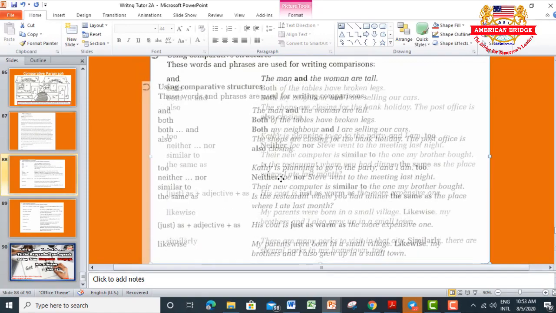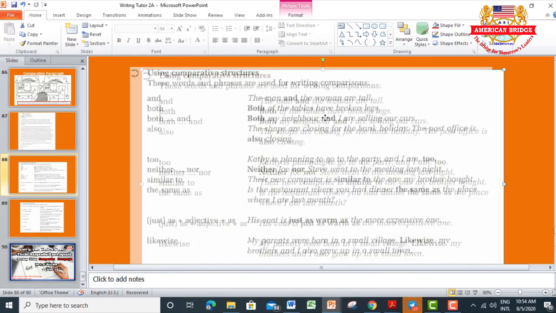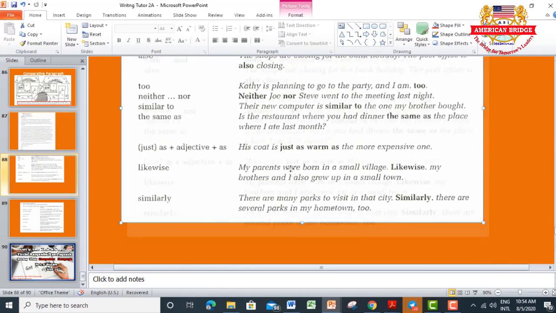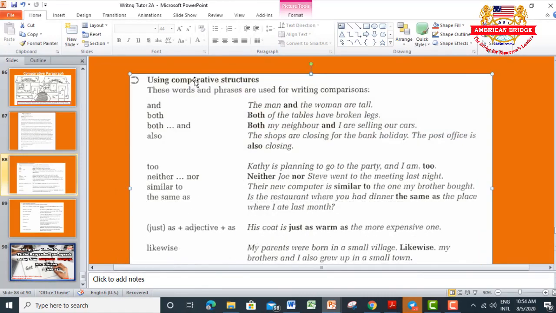So you learned about using the comparative structure. These words and phrases are used for writing comparisons. You can use the words and, both and, also, neither, nor, similar to, the same as, as, just as, and using adjectives to compare two things. Likewise, similarly. So these words refer to the comparative structures. In this way, you can apply them in your detail, like supporting sentences.